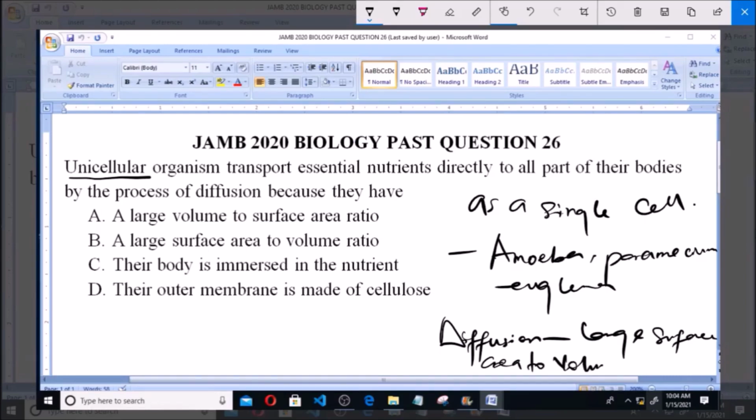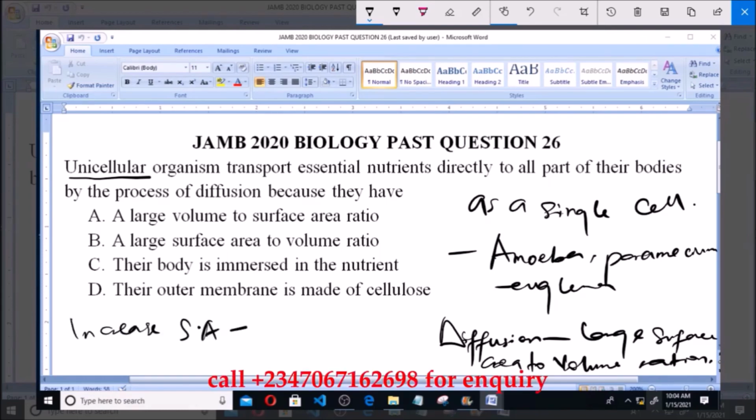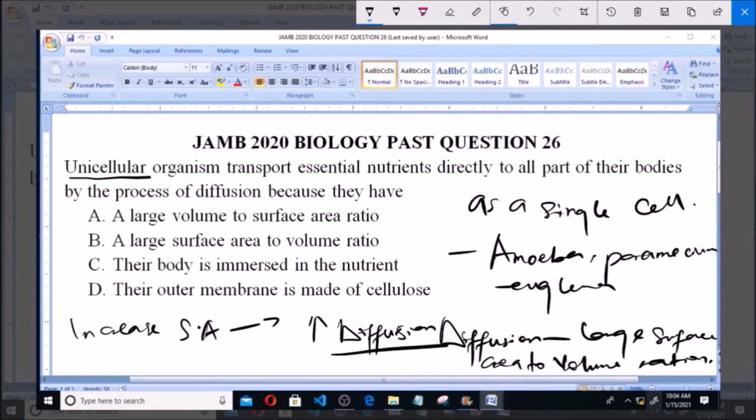to volume ratio. Now, like we know, for faster diffusion, increased surface area leads towards increased diffusion. So because they have a large surface area to volume ratio, diffusion is enough for them to transport their essential nutrients. And I say organisms like amoeba, paramecium, and Euglena use this process. So due to large surface area to volume ratio, and that is option B. Not a large volume to surface area ratio, a large surface area to volume ratio.